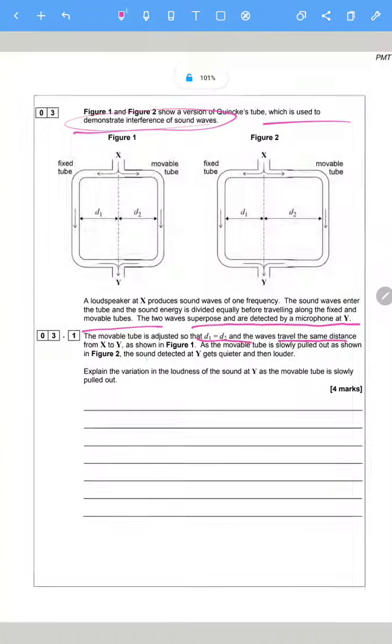A quincke's tube is used to demonstrate interference in a sound wave. Loudspeaker X produces a sound wave at one frequency. The sound wave enters the tube and the sound energy is divided equally before travelling along the fixed and movable tubes. The sound waves superpose and are detected by a microphone at Y. The movable tube is adjusted so D2 equals D1. The waves travel the same distance from X to Y, and as the movable tube is slowly pulled out, it gets quieter and louder.